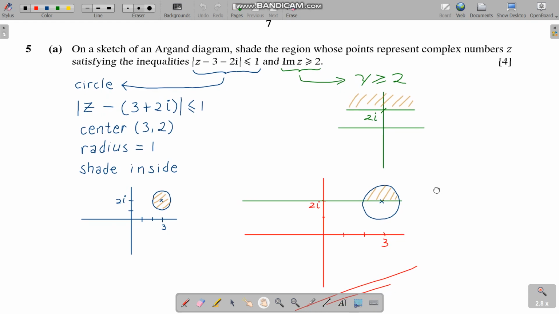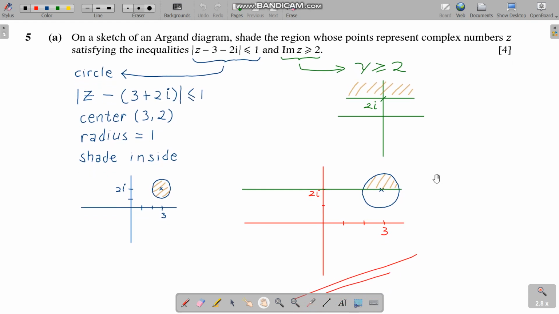That's complex numbers, locus. So we need to draw. If we see the modulus of z only on one side, this is a circle. On both sides, it's a perpendicular bisector. So this is a circle.